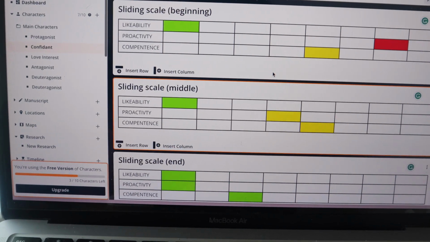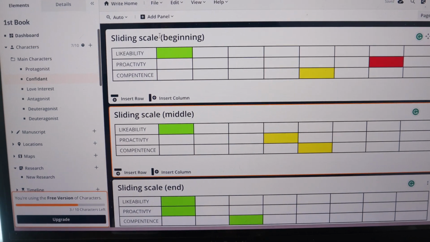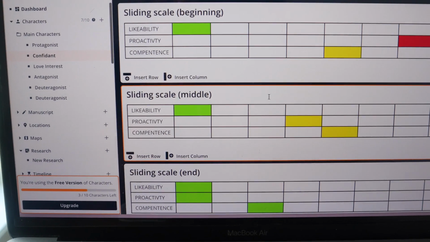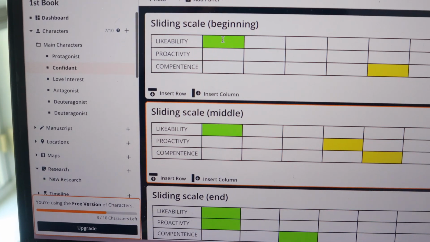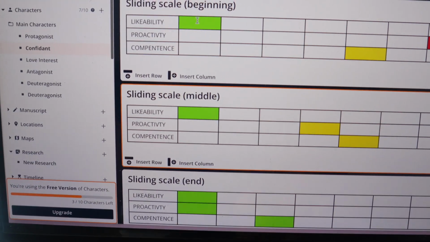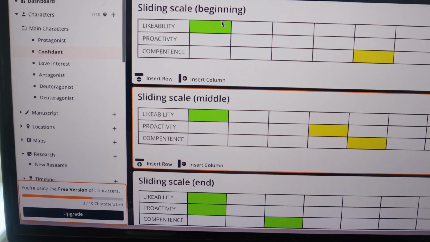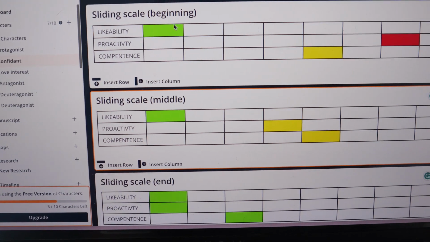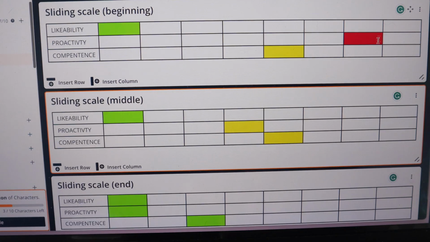Okay, so this is what I've created in Campfire, of course. Like I said, I have the sliding scale for the beginning, middle, and end. I have my likability, proactivity, and competence there. And this is for Erwina, my sidekick, confidant character. So her likability in the beginning and just basically for the middle and end, her likability is at the highest. She's a very likable character. The reader will be rooting for her and just wanting her to succeed. Her proactivity is very low.